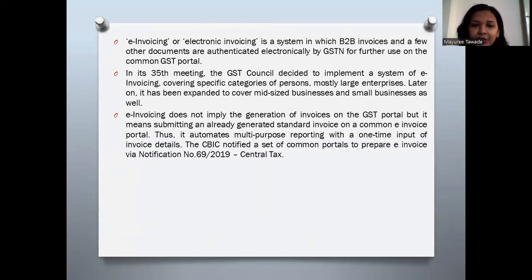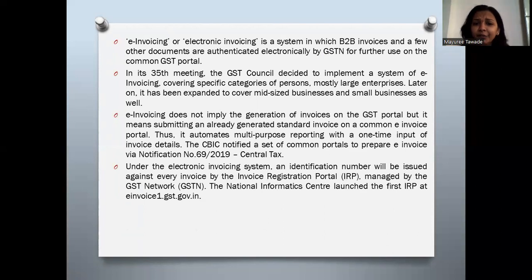E-invoicing does not imply the generation of invoices on the GST portal, but it means submitting an already generated standard invoice on a common e-invoice portal. Thus, it automates multi-purpose reporting with one-time input of invoice details. The CBIC notified a common portal to prepare e-invoices via notification number 69/2019 by the Central Tax. Under the electronic invoicing system, an identification number will be issued against every invoice by the Invoice Registration Portal, that is IRP, managed by the GST network, that is GSTN.